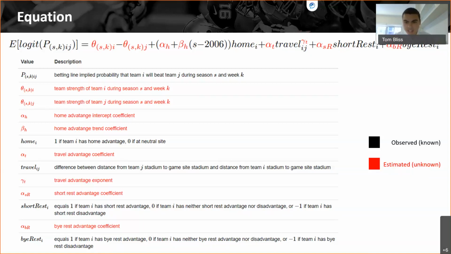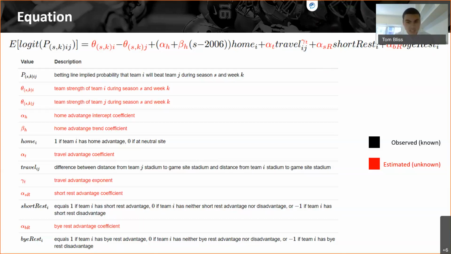And finally, I'm almost done with the math, I promise. We have our rest terms. So this rest term, alpha short rest, that's what we're interested in. This is the observed short rest. So if Team I has short rest advantage, it'll be equal to 1. If it's even rest, it'll be equal to 0. So this entire term will just disappear. If Team I has a short rest disadvantage, then this will be -1. So this will work in Team J's favor.